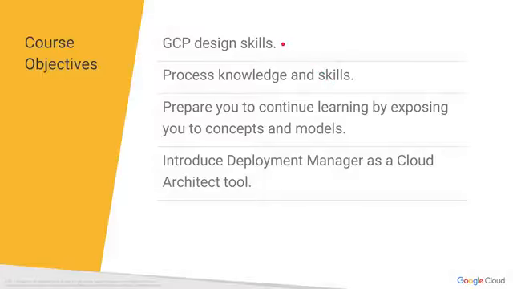So in this case, the objectives are to improve and create GCP design skills. We're going to also process knowledge and skills and prepare you to continually learn by exposing you to concepts and models. Now, Google's been around for, I think, almost 19 years now, and there's a lot that we picked up in this period of time. So we're going to be peppering different SRE or site reliability engineering best practices within this design and process, while also teaching you a little bit more about the individual services that we have to offer.